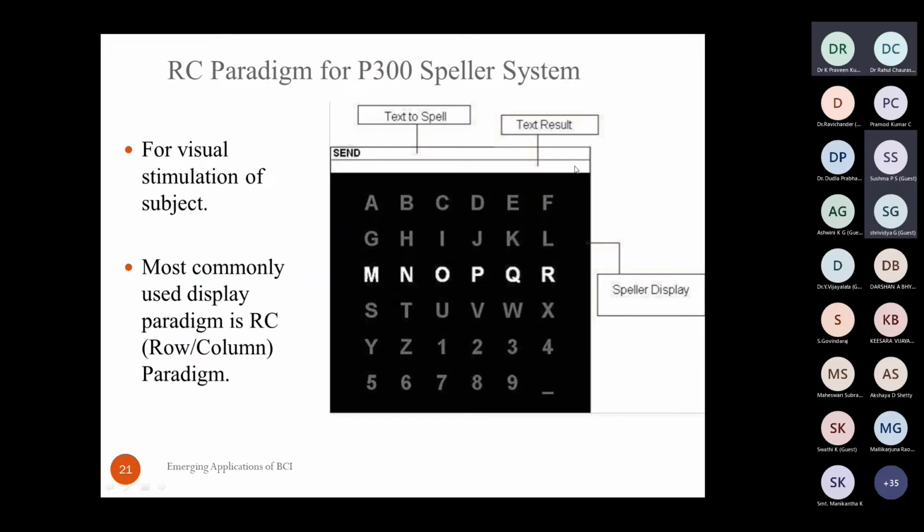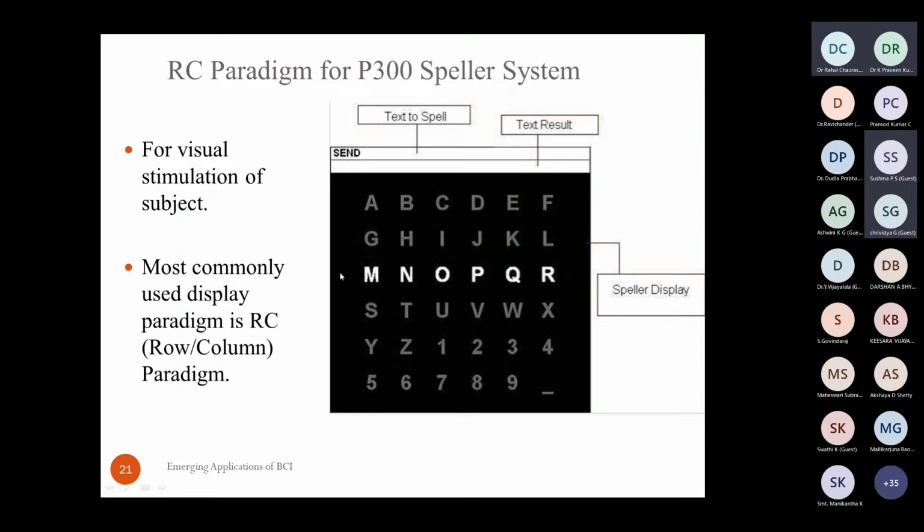So what is there in the paradigm? When you are training the classifier model, you have to get the training data. So for training data purpose, you will decide that a person should focus on this. Suppose S, E, N, and D. You will ask him to first focus on S, then maybe focus on E, then focus on N, then focus on D. And this is the text which he will be focusing on, and this is the result of the classifier system, and this is the speller display. So this is the most commonly used classifier.